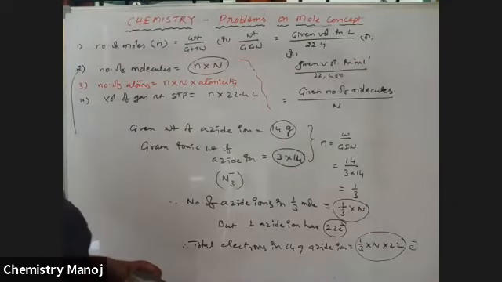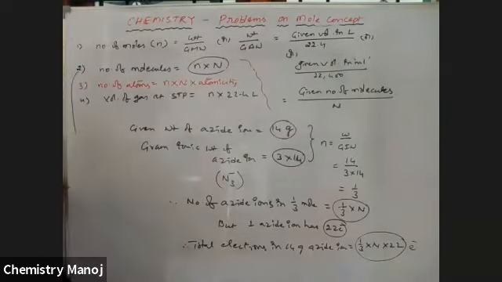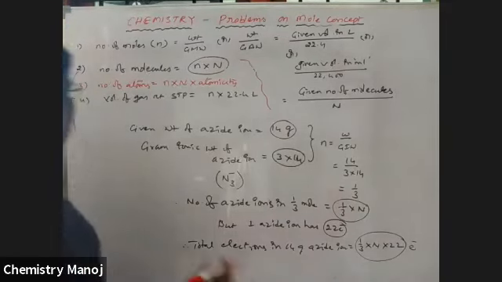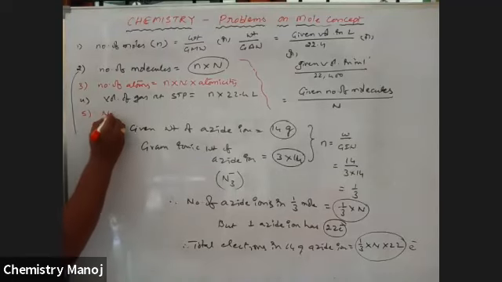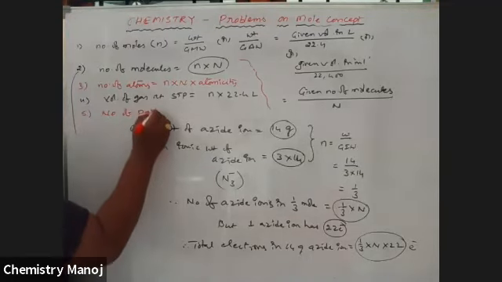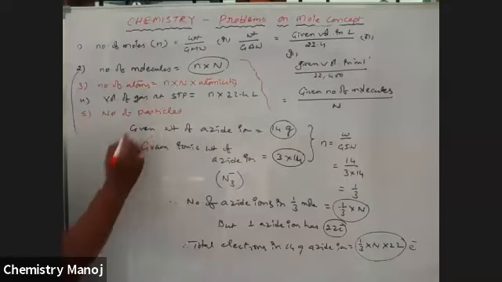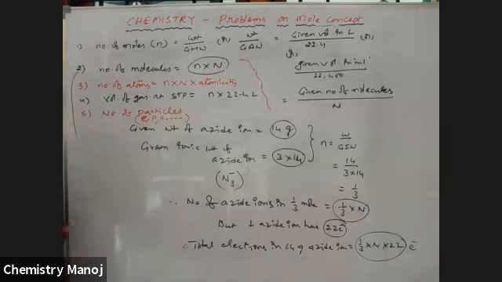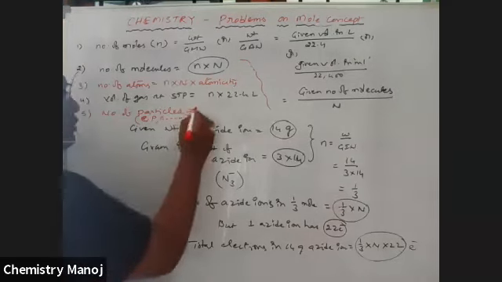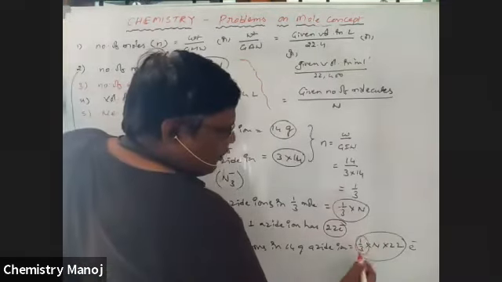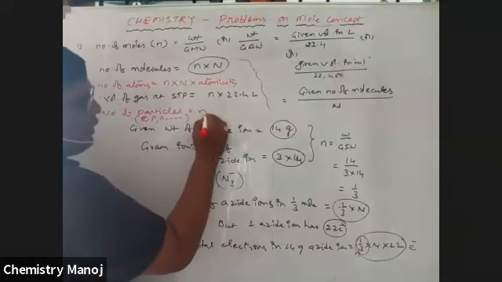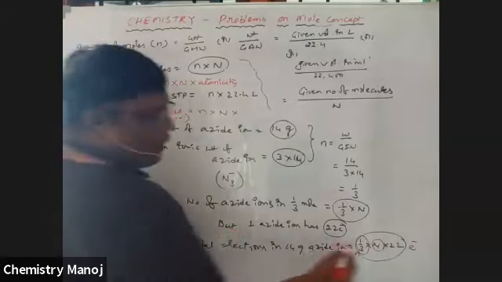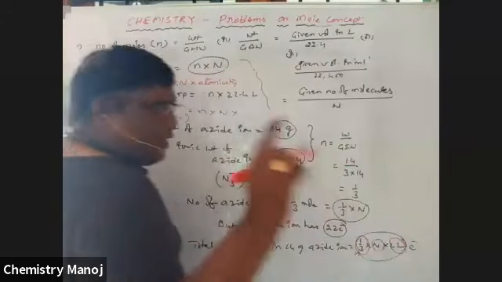Okay. So now finally, the fifth one. Number of particles means electrons, protons, neutrons, something else, whatever you want. Number of particles is equal to small n into capital N into the number of electrons in one molecule.